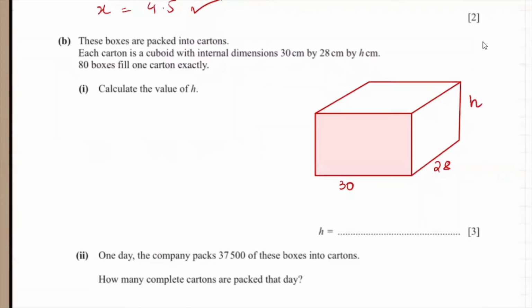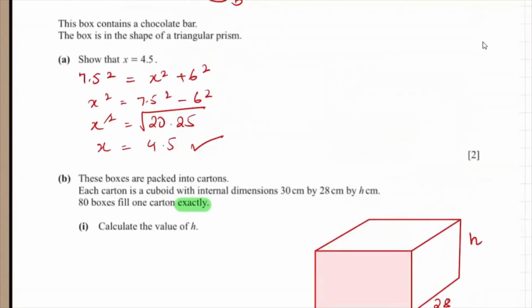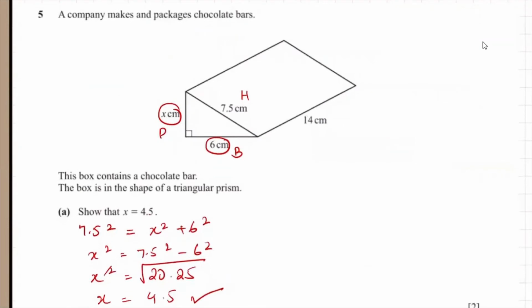Then the question is saying that 80 boxes fill one carton exactly. Now, what does this exactly mean? There's a meaning behind it. Exactly means that when you look at this prism, it has to have two prisms connected together in order to fill the carton with exactly 80 boxes. Otherwise, there would be space left behind. So we have to join two of these so that the box is completely filled.